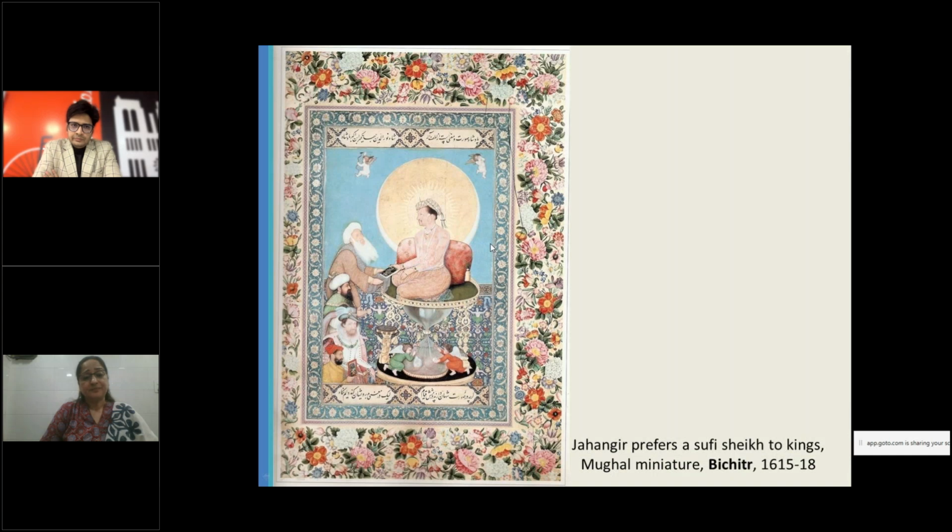But then there are these flying figures. These are these flying cupids. So there are two things that I would like to discuss here. One is, of course, the cupids and the hourglass, and another is the people who are here. So here we can see that the focus of the painting is Jahangir is receiving, he's preferring the Sufi sheikh. He's receiving a copy of the Quran from the sheikh.